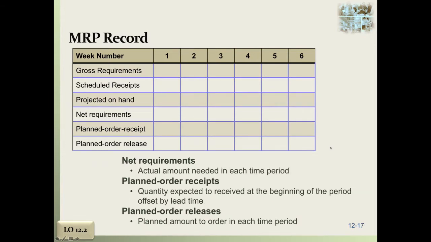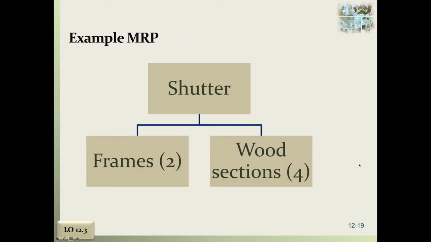You can look at them as days too. Your net requirements is the actual amount needed in each time period. And then your planned order receipts is the quantity expected to receive at the beginning of the period offset by the lead time. And your planned order releases are the planned amount to order for each time period. So we're going to break this out so you can see what this looks like. It looks far more complicated, but you're just going to keep drilling down. It's like a tree, and one feeds off the next. And it's not hard math. Most computer systems will do this on their own, but we're going to do it a little bit by hand so you can understand where the numbers are coming from.